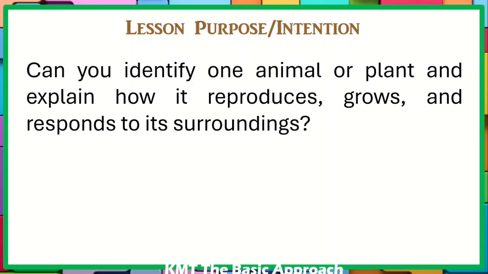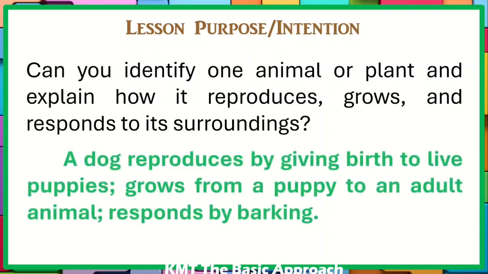Can you identify one animal or plant and explain how it reproduces, grows, and responds to its surroundings? Amazing! A dog reproduces by giving birth to live puppies, grows from a puppy to an adult animal, responds by barking.